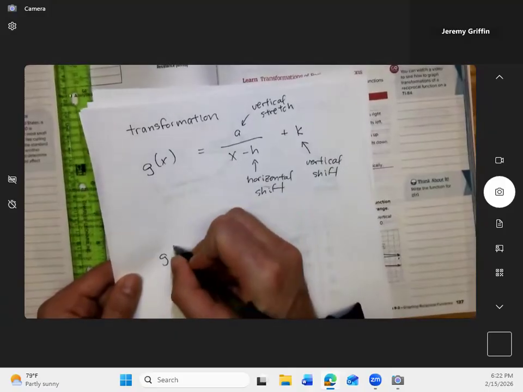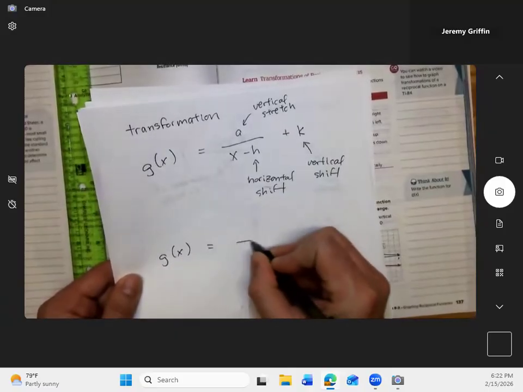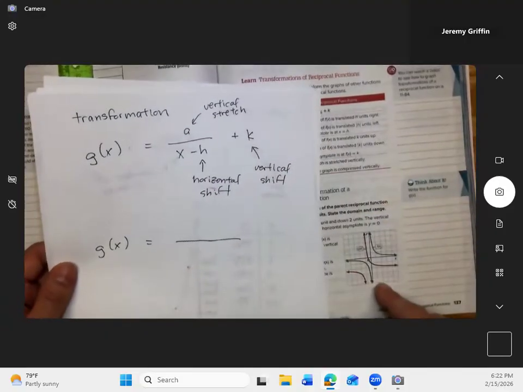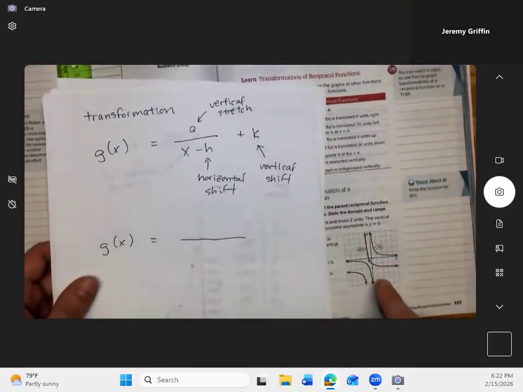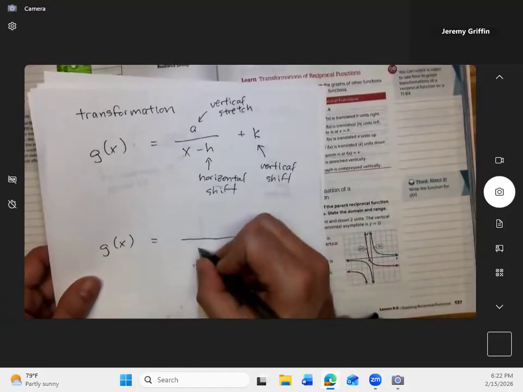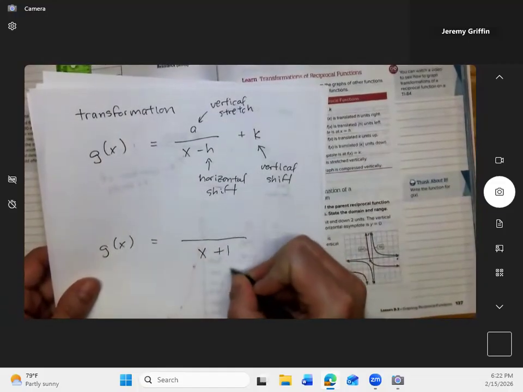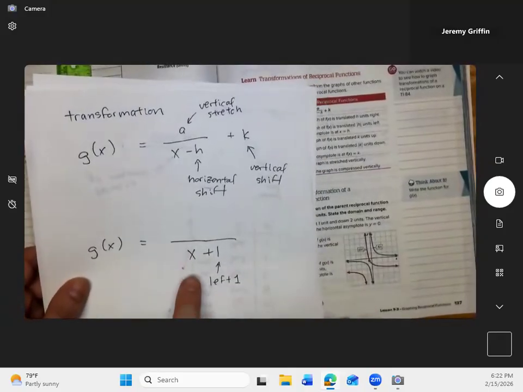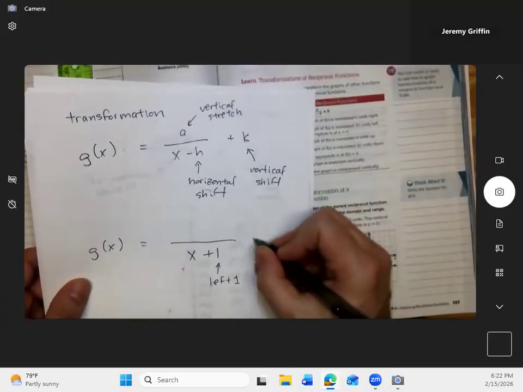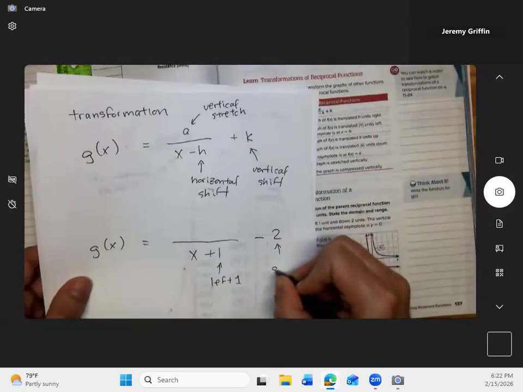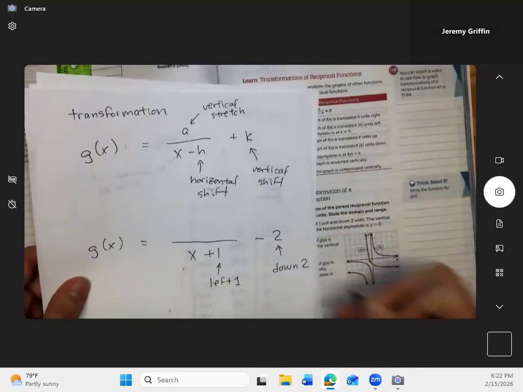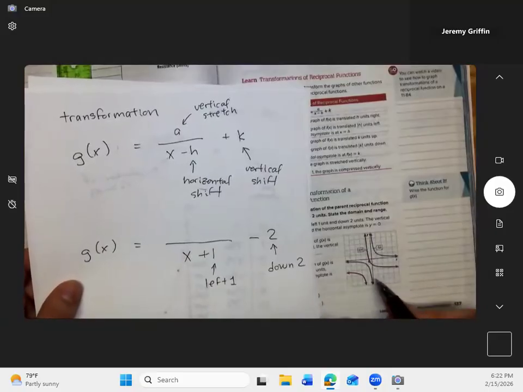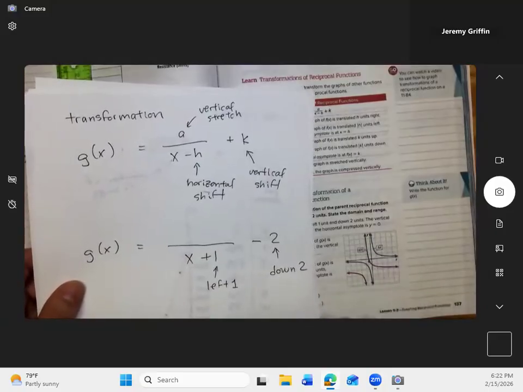So let's go g of x equals, and I'm going to leave a space for a. I'll come back to that vertical stretch later. But right away, I see what's going on with the asymptotes. So I'm going to say x plus 1 here because of the left 1. That's what made me say plus 1. I'm going to say minus 2 on the end because it was down 2. Again, just following those asymptotes, going from the pair of blue curves to the pair of red looking curves.